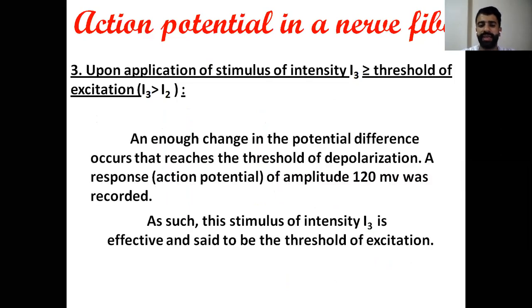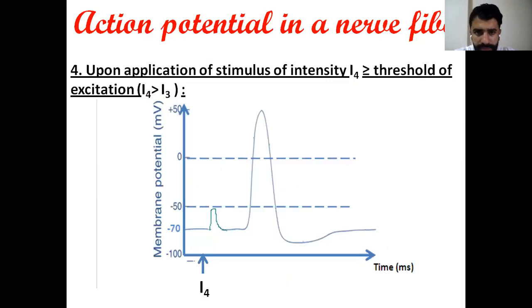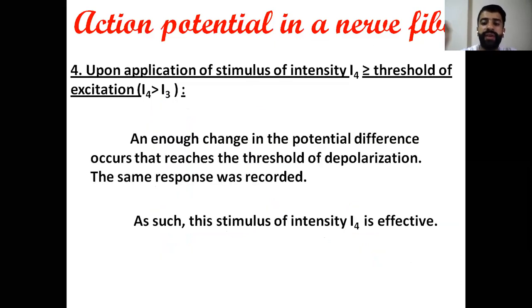So the intensity is said to be effective. And since it's the first stimulus to cause the appearance of the action potential, we call it the threshold of excitation. I4 is greater than the threshold. I4 is greater than I3. So we also have an action potential. So I4 is called an effective stimulation since it causes the appearance of the action potential.